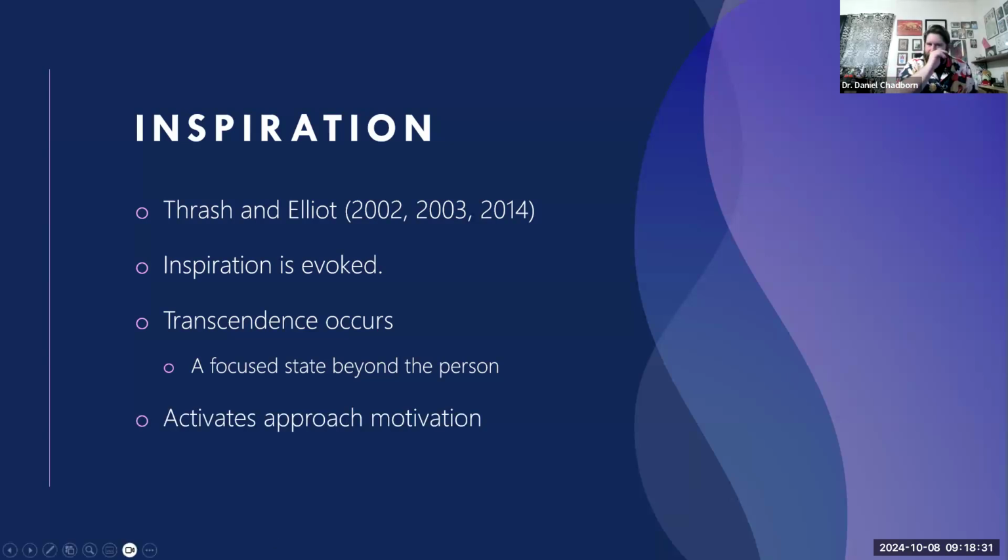And what this does is it activates a state of motivation through this transcendence. And this motivation primes people to go out and do something. They are inspired by something, and then they are inspired to do something. That motivational state is what they're inspired to do. They go out and create, build, write, whatever it might be.